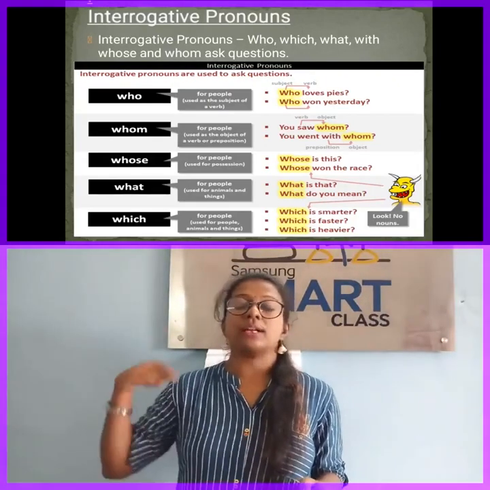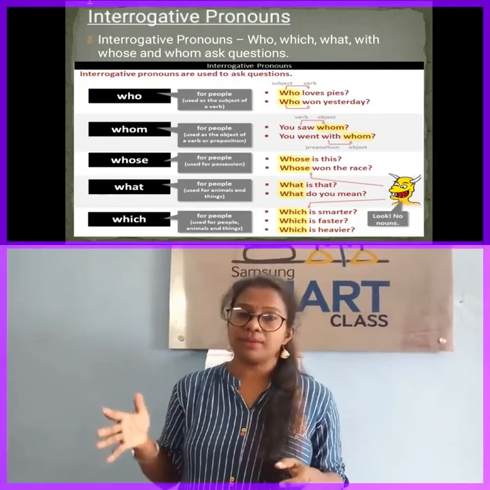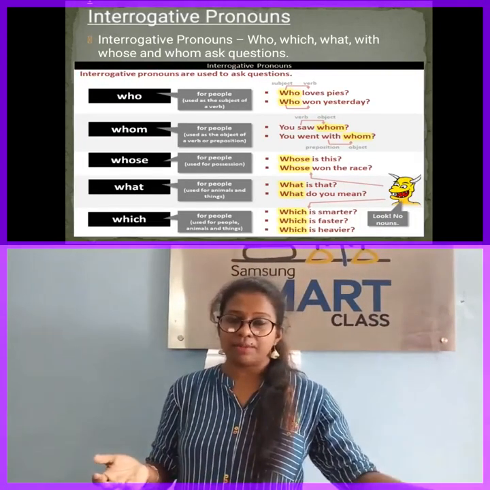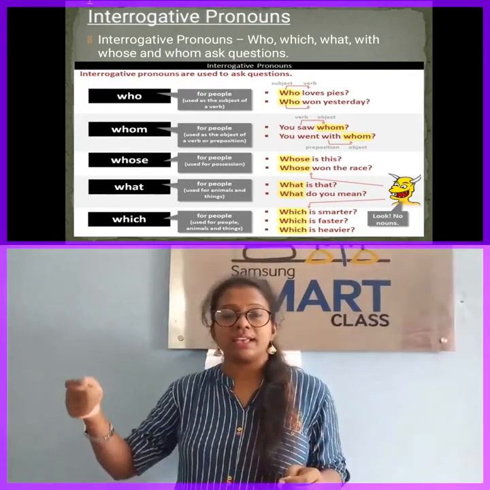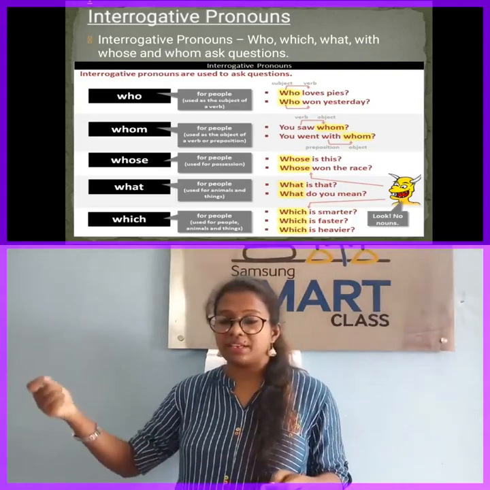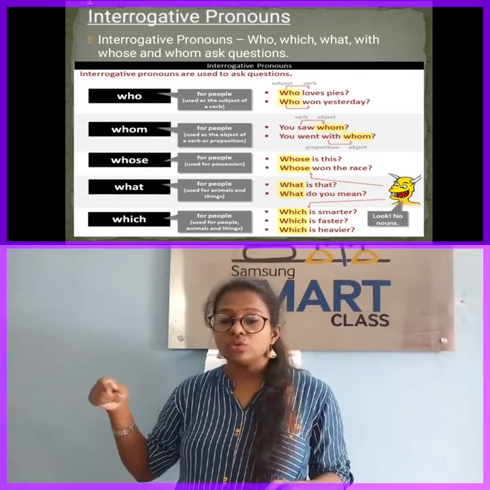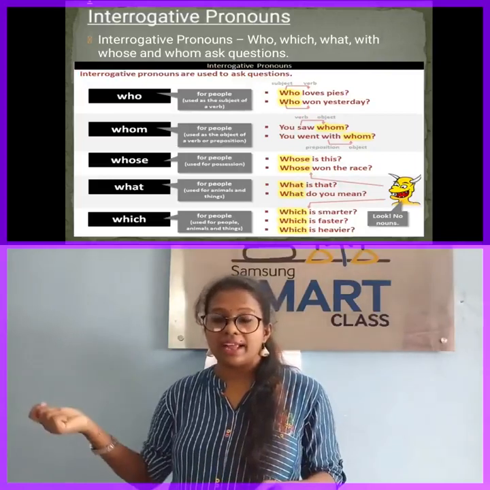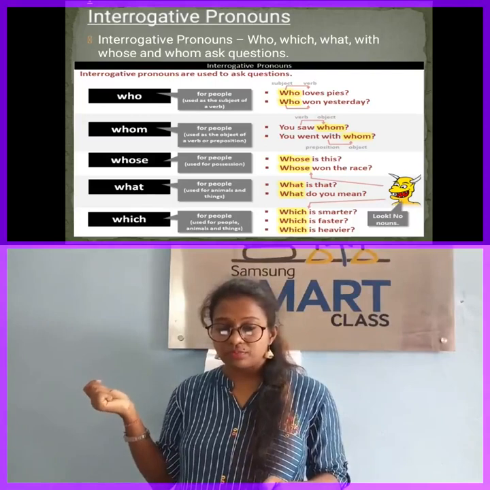Now we are coming to the next one, that is whose. It is used for people, because in the previous slide we saw the use of whose in the case of possession. So here, whose. Whose is this? Whose own the race? So these are the examples of the pronoun whose.